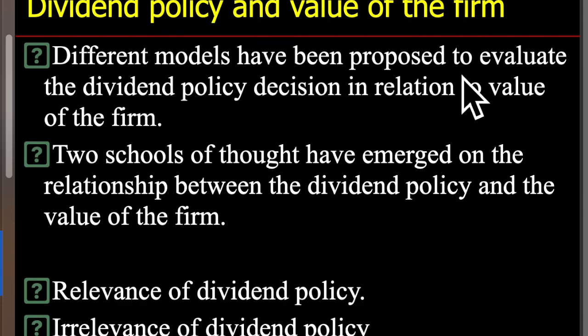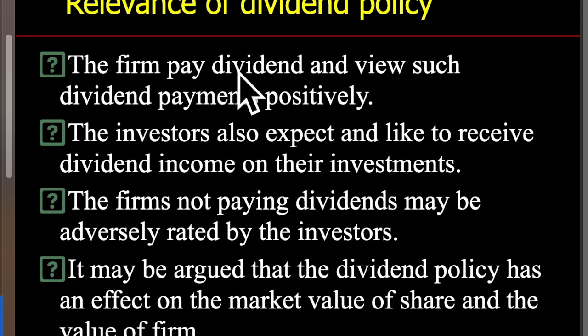Different models have been proposed to value the dividend policy decisions in relation to value of the firm. There are so many dividend models that have been established. Some say a dividend is relevant, and some say dividend is irrelevant. So let us go to the relevance theory of dividends. So the relevance dividend policy says the firm pays dividend and views such dividend payment positively. Firms should pay dividend and view the dividend policy as positive. That means the dividend policy is going to increase the value of our company.